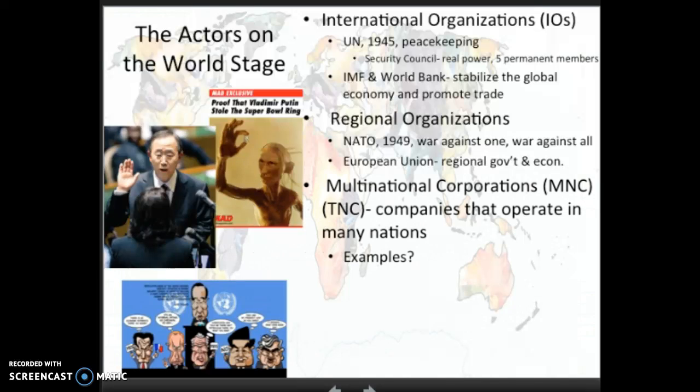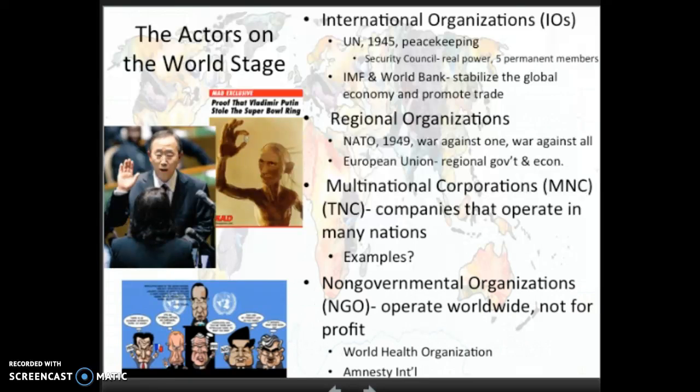Multinational corporations also play a role in foreign affairs. MNCs, or transnational corporations, TNCs. These are companies that operate in many different nations. Some examples of those would be Apple, Google, Walmart.